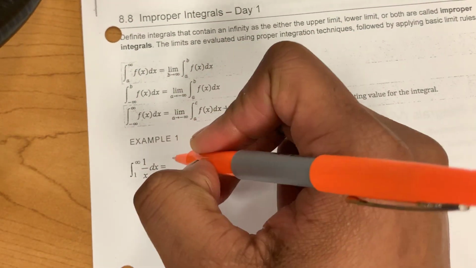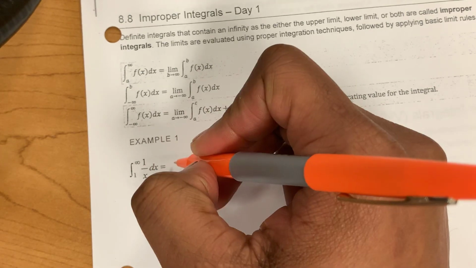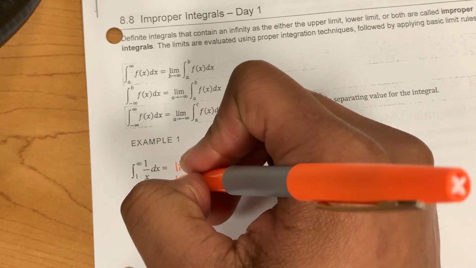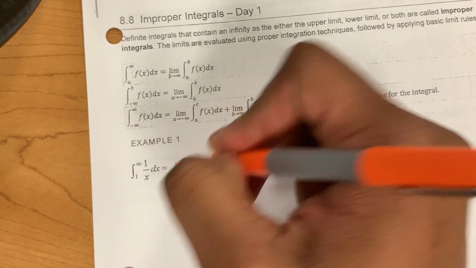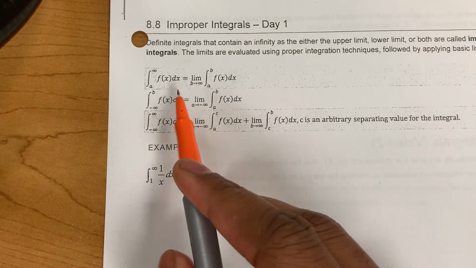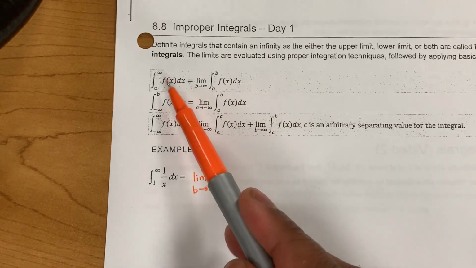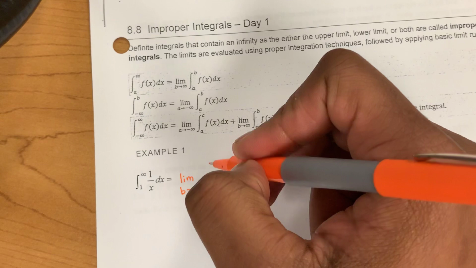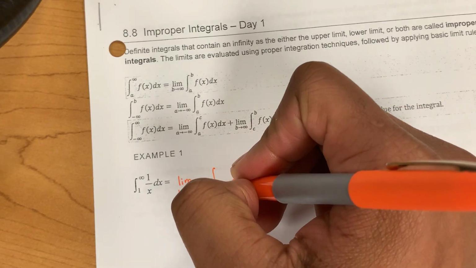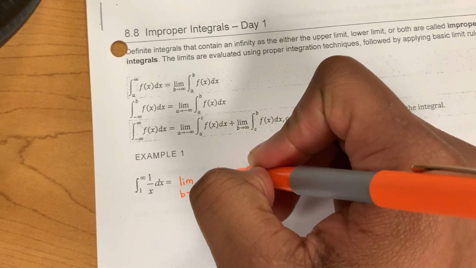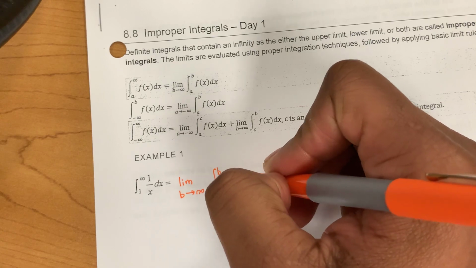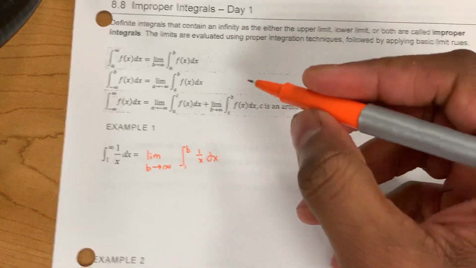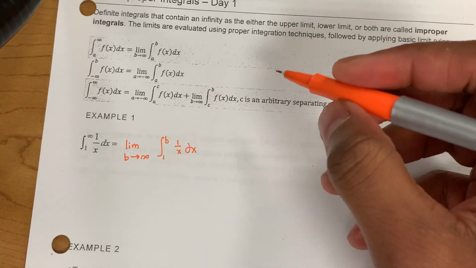The first thing that we need to do is to put this in proper form. So this would be the limit as b approaches infinity, and we're using b because the infinity occurs as the upper limit. So the limit as b approaches infinity of the integral from 1 to b of 1 over x dx. Besides that, everything else works out as we generally would expect.